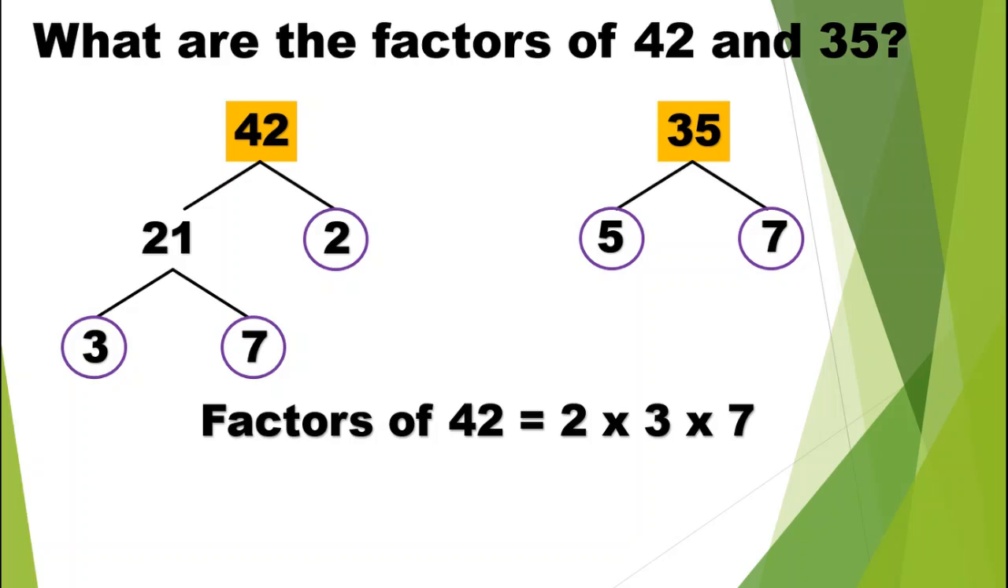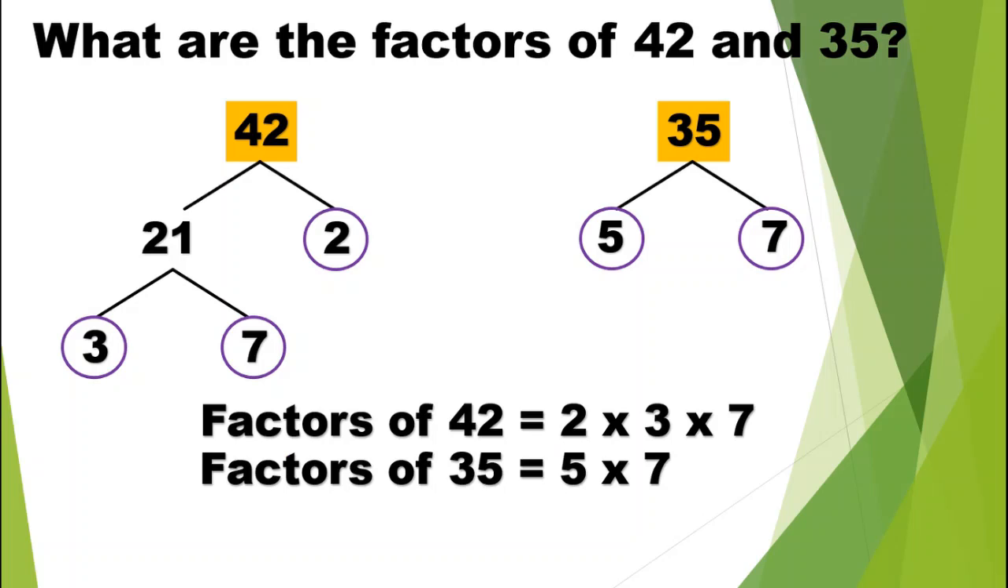So this is the summary of our factors. The factors of 42 are 2 times 3 times 7. The factors of 35 are 5 times 7. What do you observe about the factors of 42 and 35? Very good. They have the same factor.